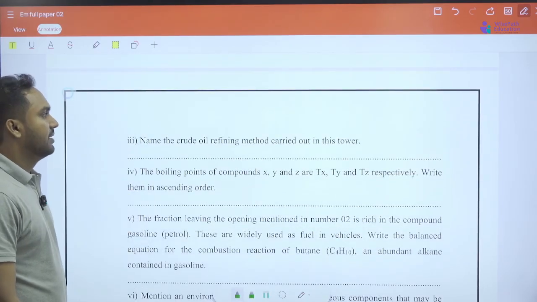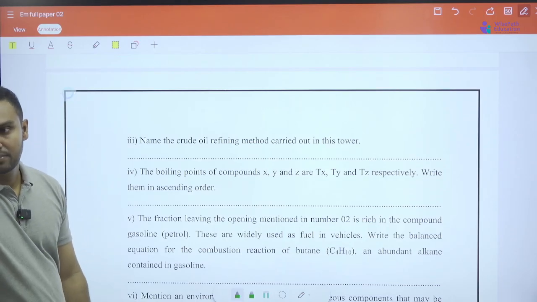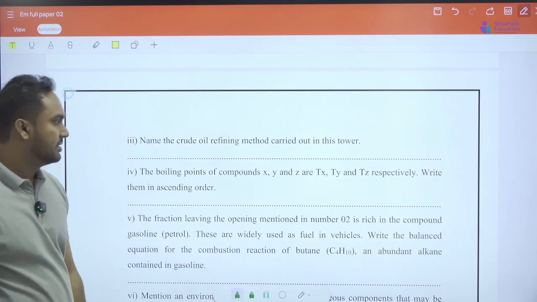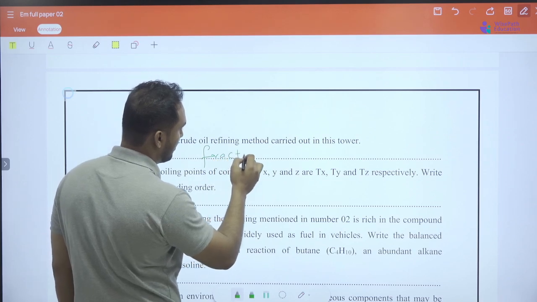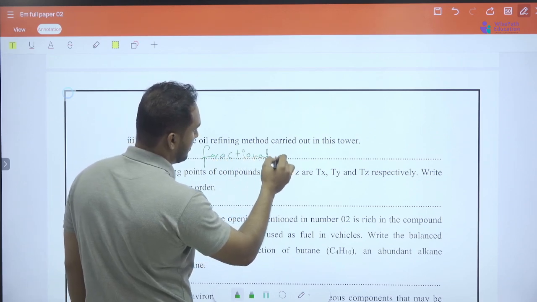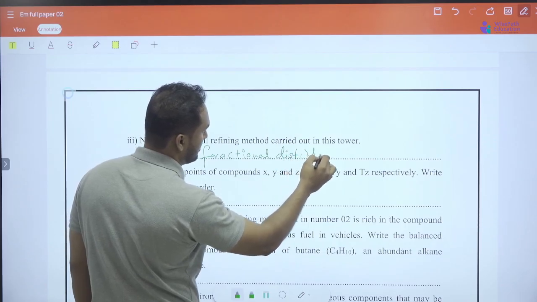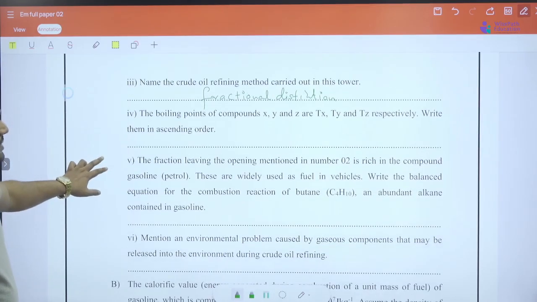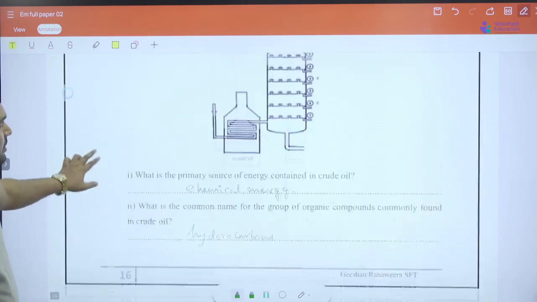Name the crude oil refining method carried out in this tower. What is the crude oil refining method? Yes, fractional distillation. The boiling points of compounds X, Y, Z are Tx, Ty and Tz respectively. Write them in ascending order. Tx, Ty, Tz.